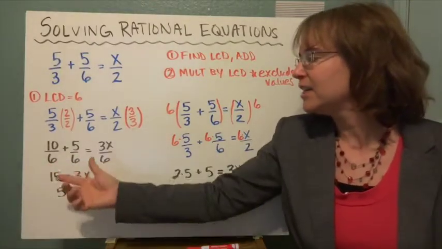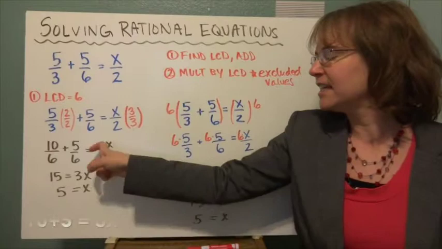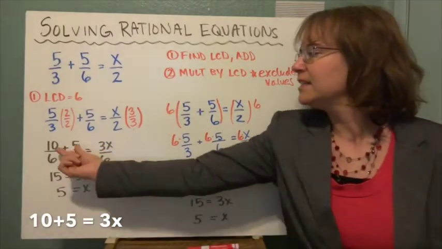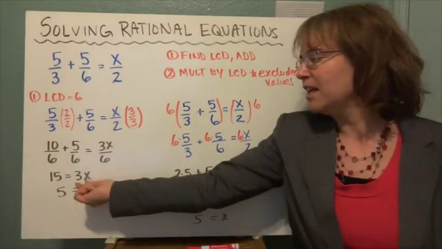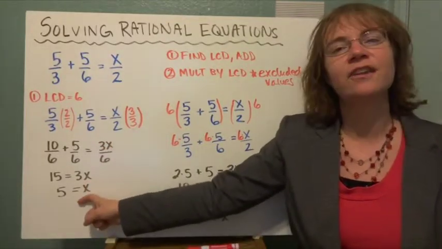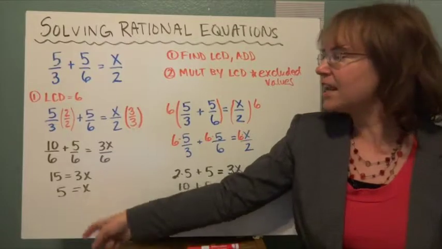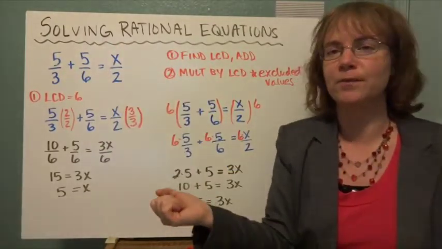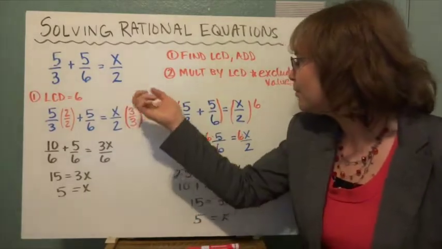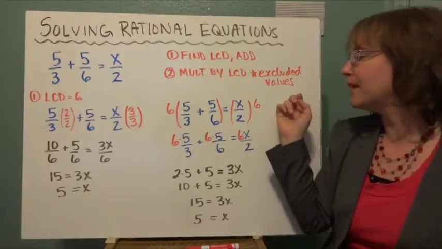Doing that, I can see I have a common denominator. They're all 6's. So 10 plus 5 over 6 has got to equal 3x over 6. 10 plus 5 is 15. My numerator has to equal this numerator, 15 equals 3x, and I can solve. x is equal to 5. And I can always go back up here and plug it in to make sure that that makes a true equation. Now let's look at the other method, multiplying by the least common denominator.